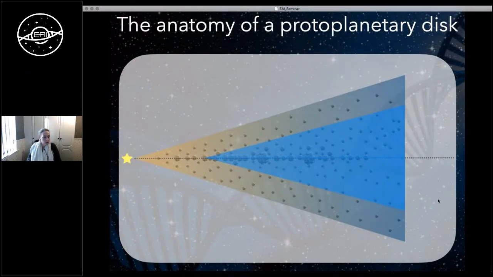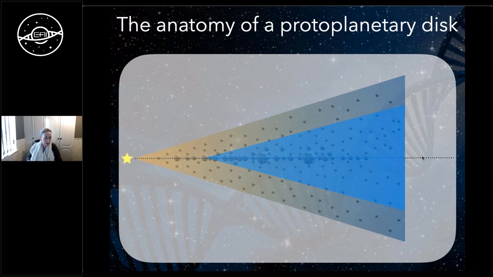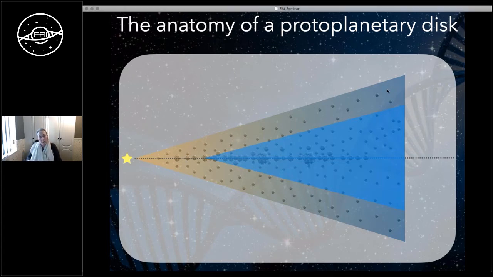So I'm going to focus mainly on the protoplanetary disk structure in this talk, and I'm just going to talk you through a few slides to describe what we expect the structure of these objects to be. So I call this the anatomy of a protoplanetary disk.